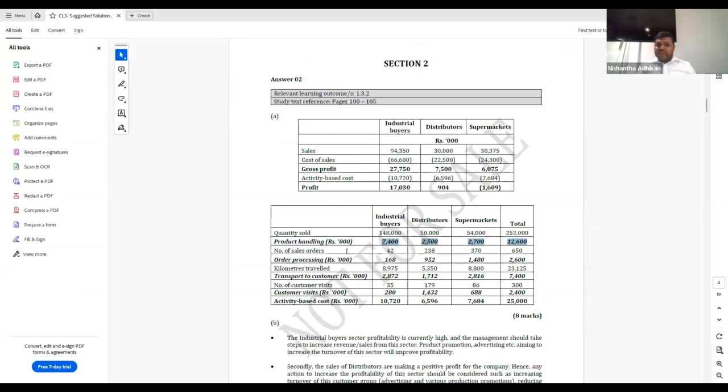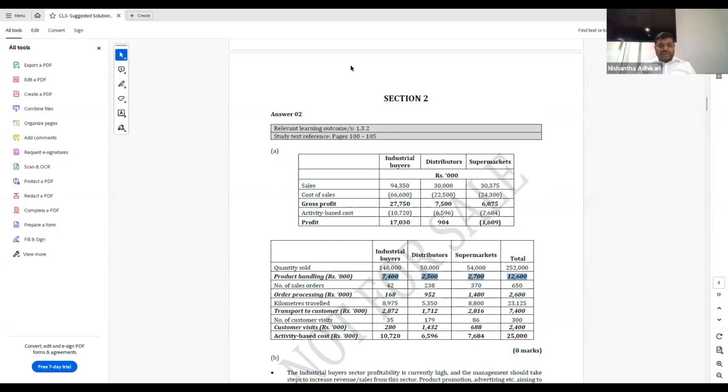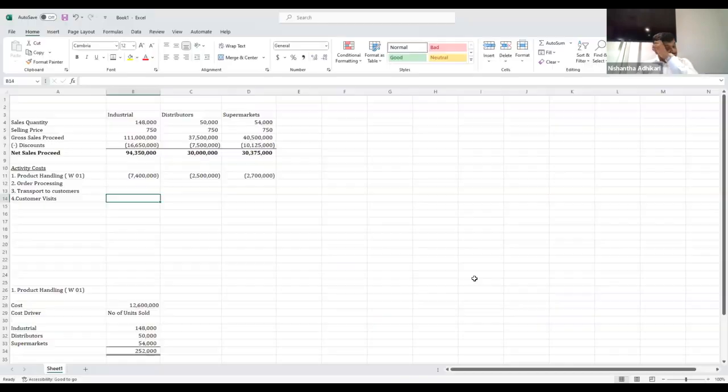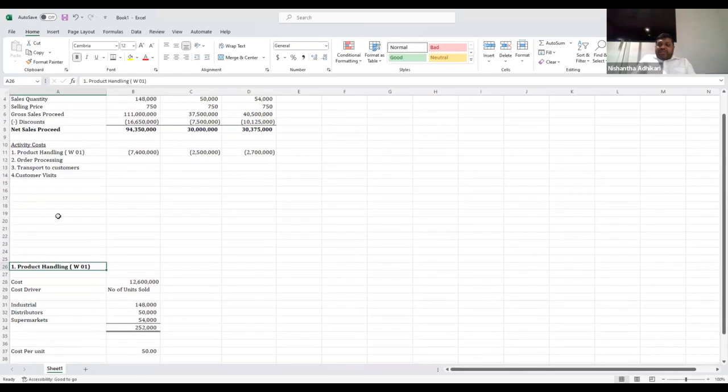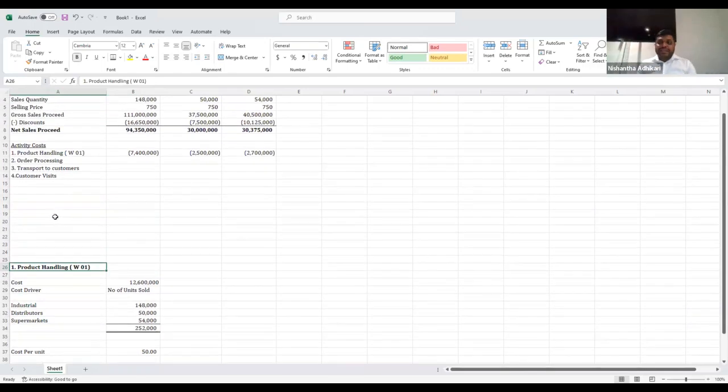Order processing will be allocated based on number of orders. Transportation to customers will be allocated among the customers based on the number of kilometers traveled. Customer visit cost, based on the number of customer visits, will be allocated among the customers. Right, that is how the answer should look. Here also I have done the calculation and showed it to you, and you can work out, and this is the way to prepare it to get an idea. This is activity-based costing. If you learn activity-based costing, you can easily apply that concept to customer profitability analysis also. Same application as activity-based costing. There's no change with that. Hope you have understood that one.